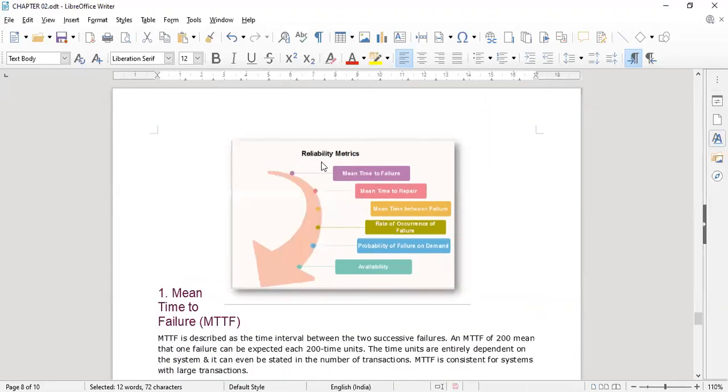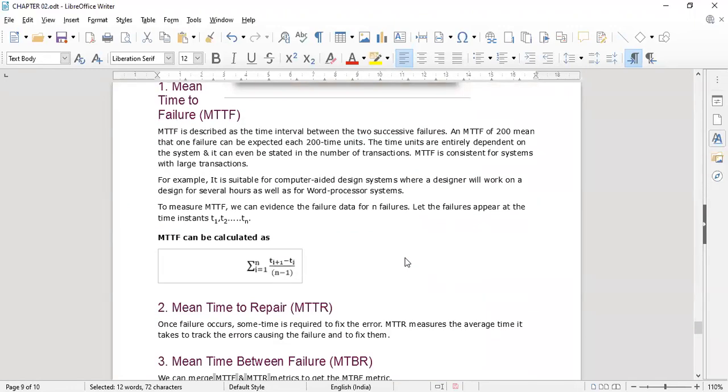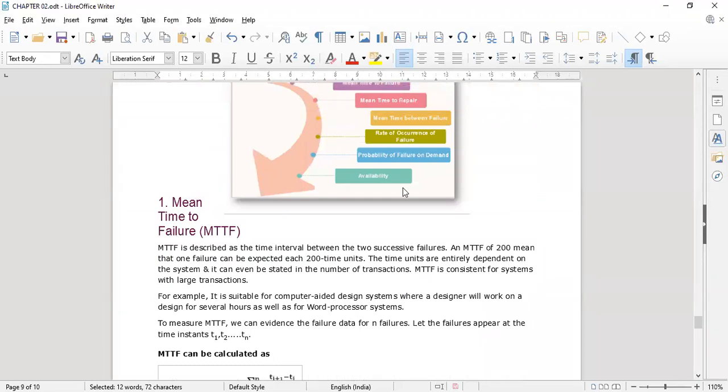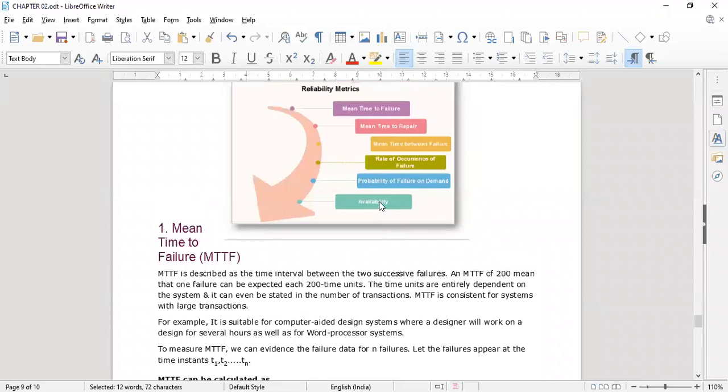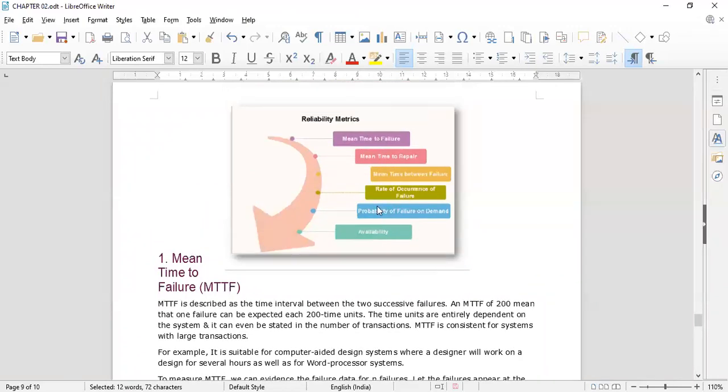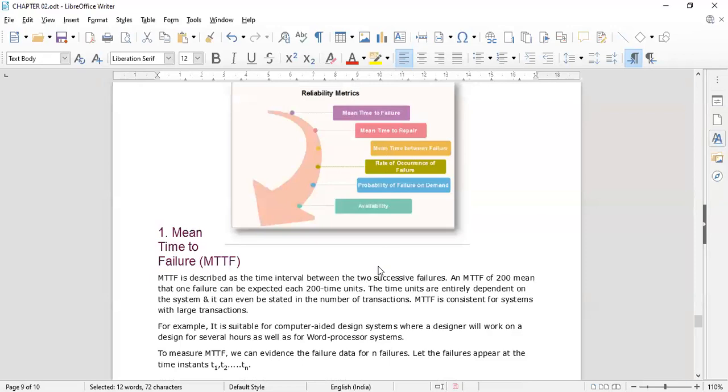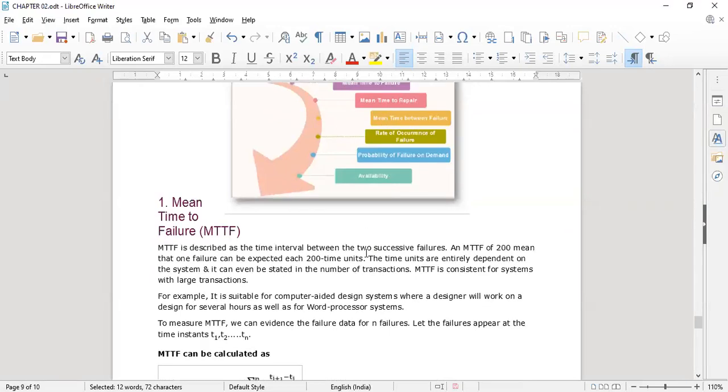So there are different types of metrics: mean time to failure, MTTF; mean time to repair, MTTR; mean time between failures; rate of occurrence of failure; probability of failure on demand; and last is availability. So these 6 different metrics are used for checking the quantitative reliability of your product. Okay, so one by one we will discuss them.